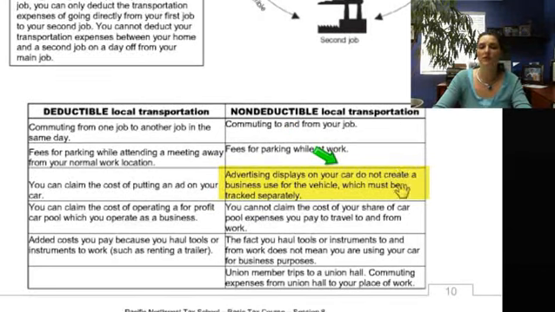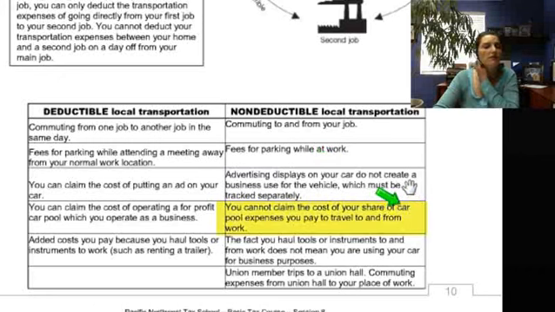Also, if you put advertising displays on your car, the cost of the advertising display is deductible, but it doesn't create a business use of the vehicle itself, and any costs associated with owning and operating that car have to be tracked separately, and the deductibility of costs associated with operating that car are going to be something we're going to be discussing next. You cannot claim the cost of your share of a carpool expense that you pay to travel to and from work. So if it costs you $5 a day to join in a carpool, that's going to be non-deductible.